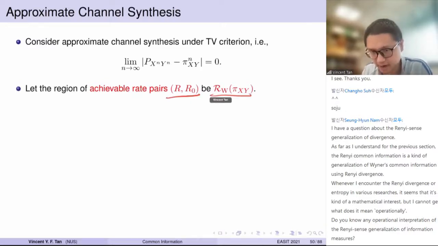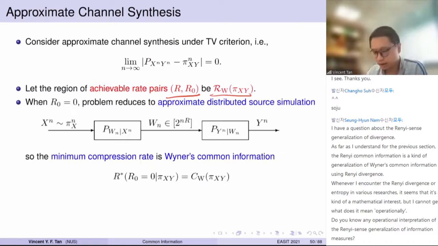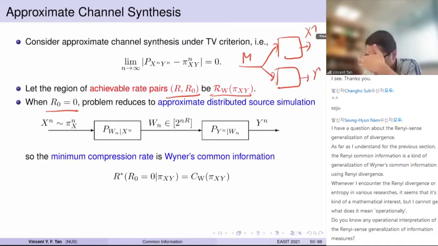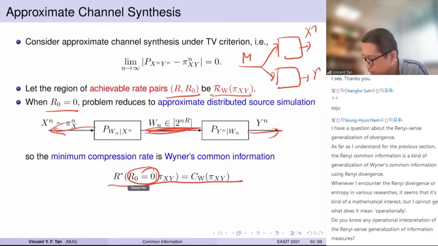Now notice that if I have no common rate R0, this problem reduces exactly to approximate distributed source simulation that looks like this in the past. So M here, and we want to generate Xn, Yn here. It looks exactly the same. There's this common link here, and you're generating this. It doesn't matter where the directions go. So the minimum compression rate when we have no shared randomness is exactly Wyner's common information.